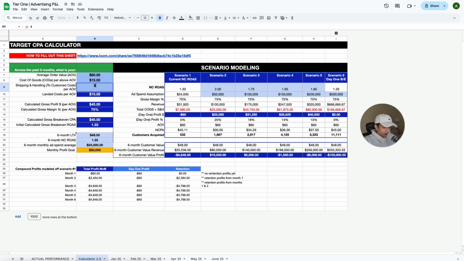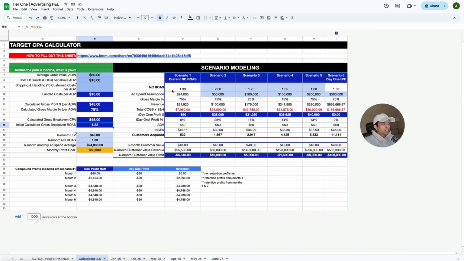But let's say our shipping and handling is actually zero. And then from there, we get our calculated gross profit on that AOV. So if our average order value is $60 and our cost of goods is $15, assuming shipping of zero, we get a $45 gross profit and a 75% gross profit margin. This then sets the calculated gross break-even CPA at $45, which means we can spend up to $45 to acquire a customer before we dip into the red. And then our initial calculated gross break-even ROAS is 1.33.